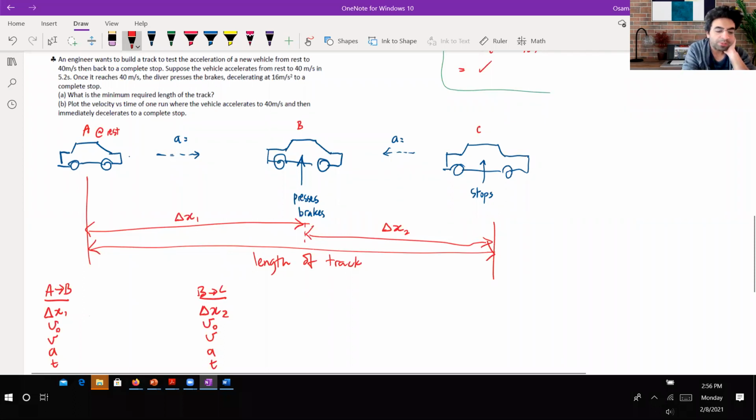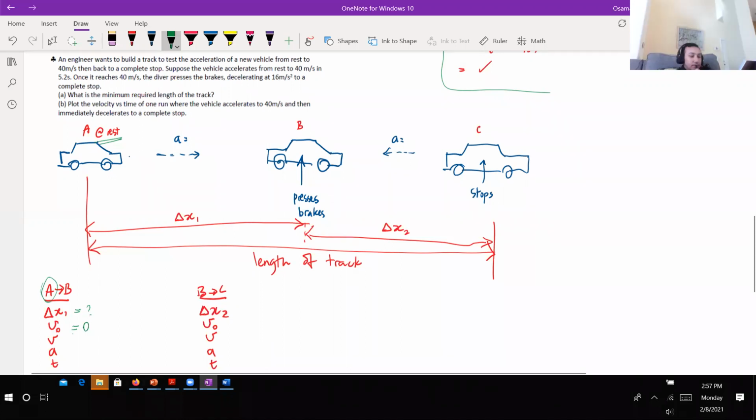So let's do one segment at a time. We solve one segment at a time. For this segment, obviously, I'm looking for the displacement. I don't know how big it is. Let's see what else I know. The initial velocity means the velocity at the beginning of the segment, so that's at point A. Do I know the velocity at point A? Yeah, 0, very nice, because it's at rest. So the velocity would be 0.